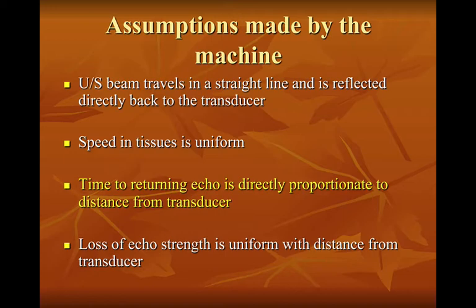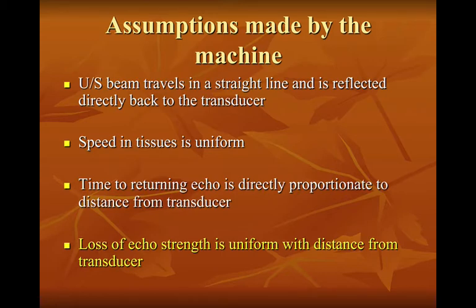So this means that the ultrasound machine times how long a returning echo takes to determine where that echo is coming from. If the time for a returning echo is really quick, the object that the echo is bouncing off must be close. If it takes a long time for that echo to return, the object that the ultrasound is bouncing off must be further away, and the image corresponds to that.